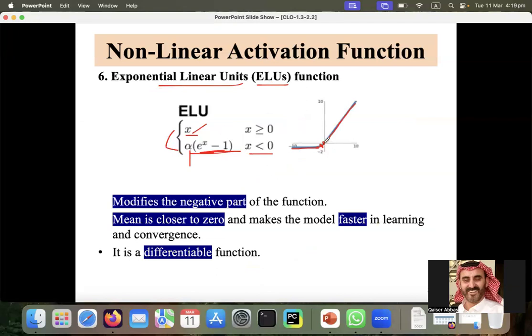And the mean is close to zero. When the mean of some curve is close to zero, what does it actually mean? Mean means the average of all the values. Then it will mean that the model will learn faster, and also it will converge on some point speedily. So that's why this convergence and the faster learning is mentioned here.